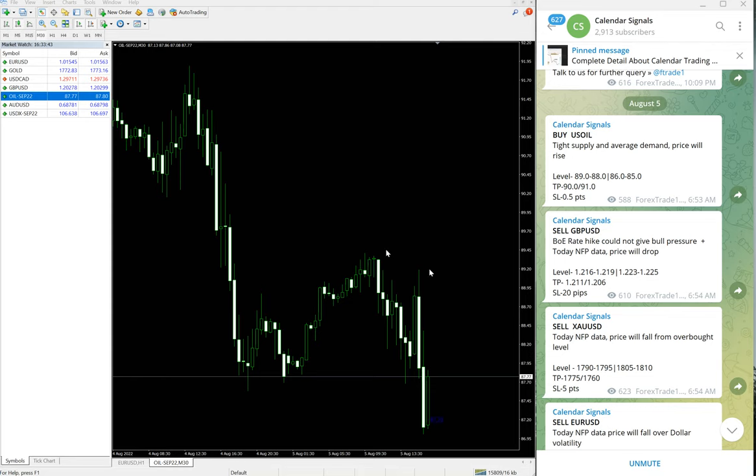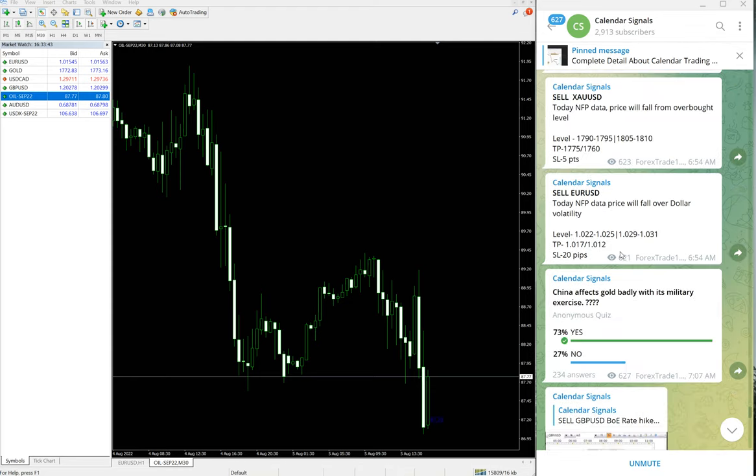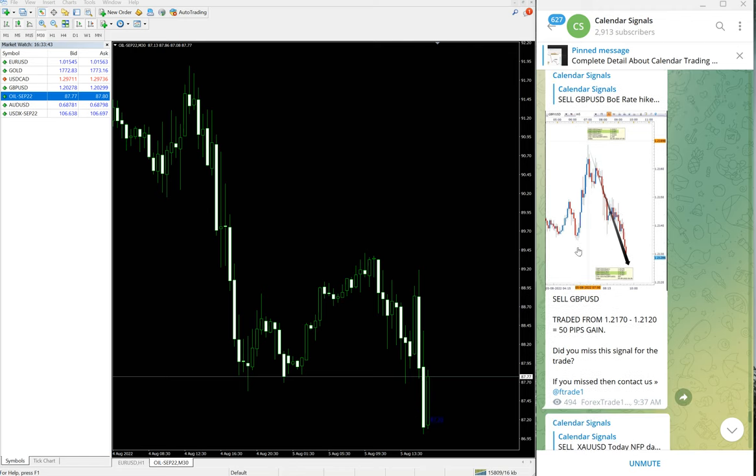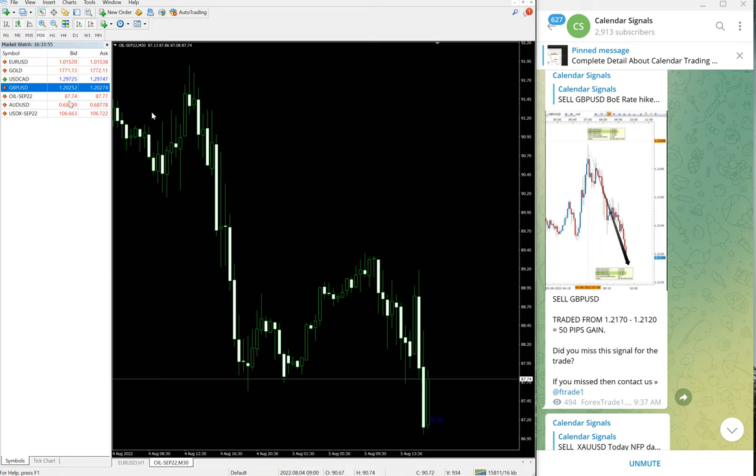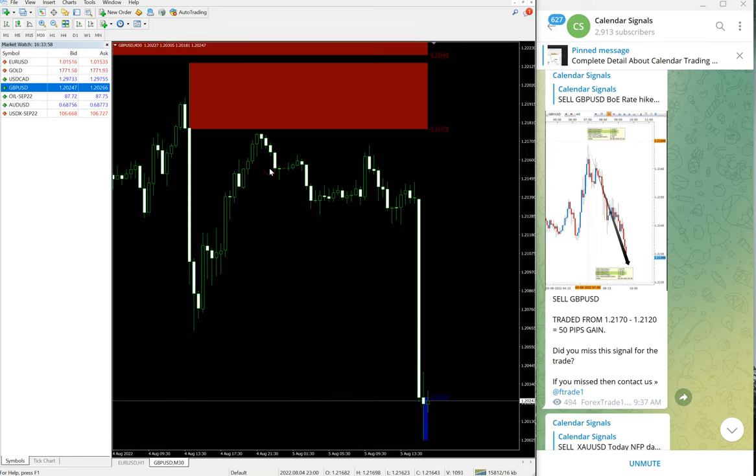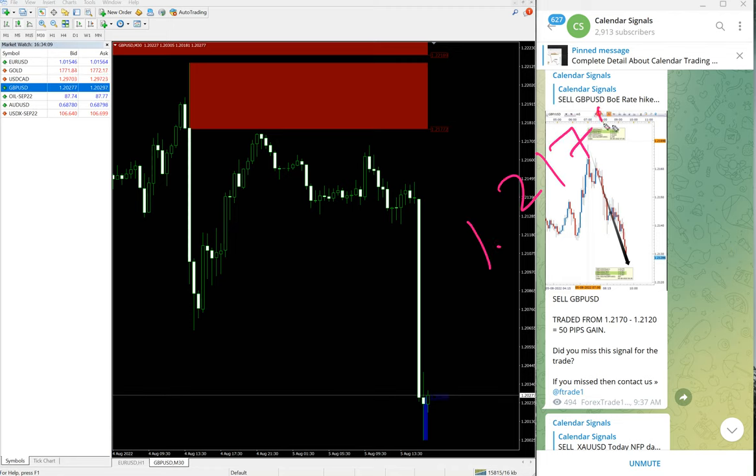Now we will see the performance of today's signal. And today first performed is GBPUSD. Here is the GBPUSD chart. We gave sell GBPUSD today. Entry taken at 1.2170, around here entry taken, and you see all the way down, and it is still in the downtrend.